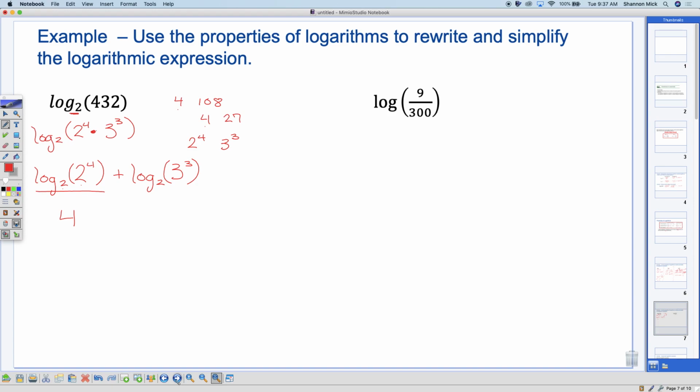Now over here, what did we do? You put the exponent in front, and I just have log base 2 of 3. So is everything prime? Everything that the log is on, is it prime? Yes. Are there any exponents in a log? No. And I've used all my rules.